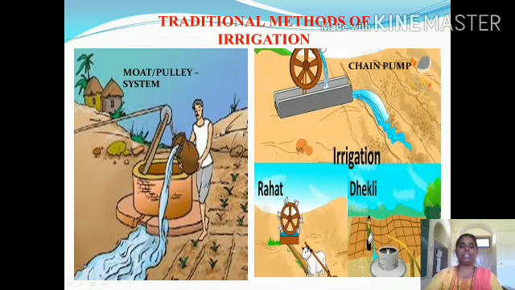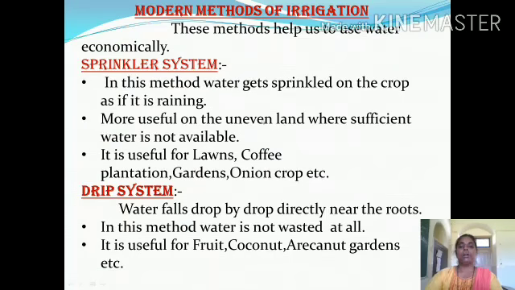So these all are traditional methods of irrigation. And these methods we don't use nowadays. In these methods, lots of wastage of water occurs. Modern methods help us to use water economically. There are two modern methods that we are using, that are the sprinkler system and the drip system.